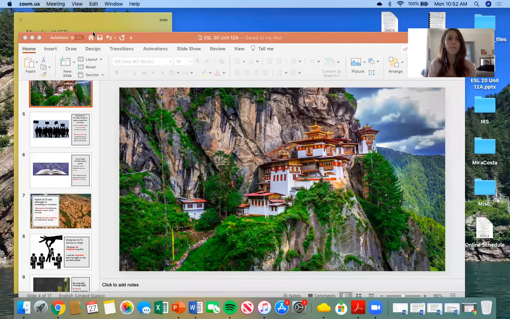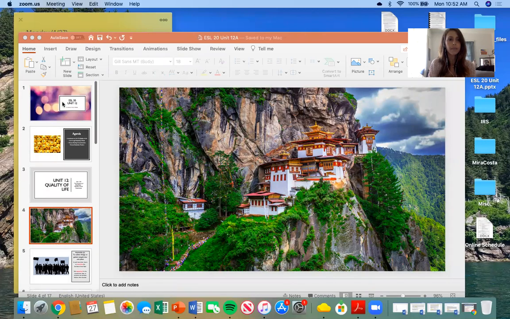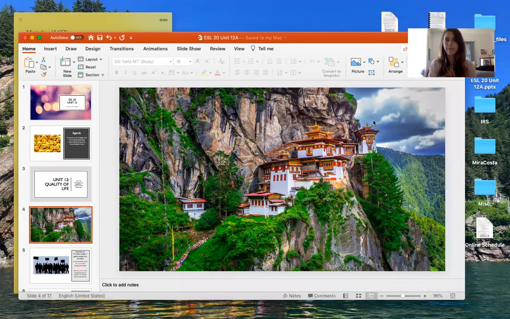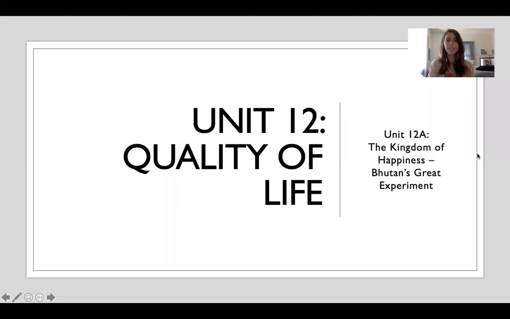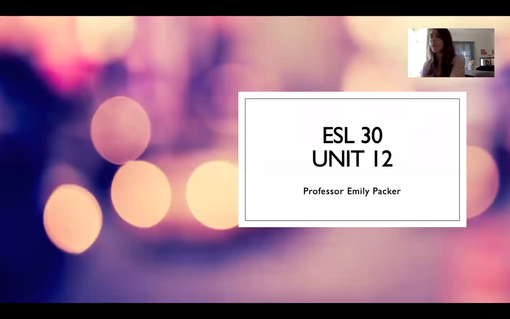All right, so we are going to pull up my PowerPoint. So today we are going to be going through Unit 12. I know that we're jumping around a little bit, but Unit 12 is a unit on quality of life and happiness. So we are using our Reading Explorer book number 4, just like we did for Unit 3. So now we are on Unit 12. Everybody should have their Reading Explorer 4.